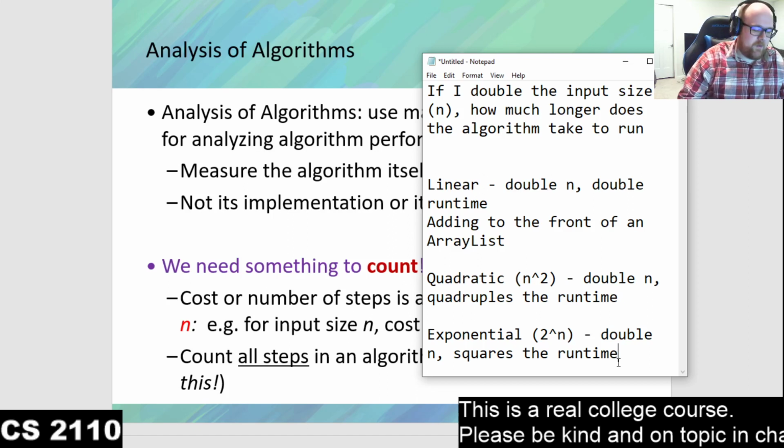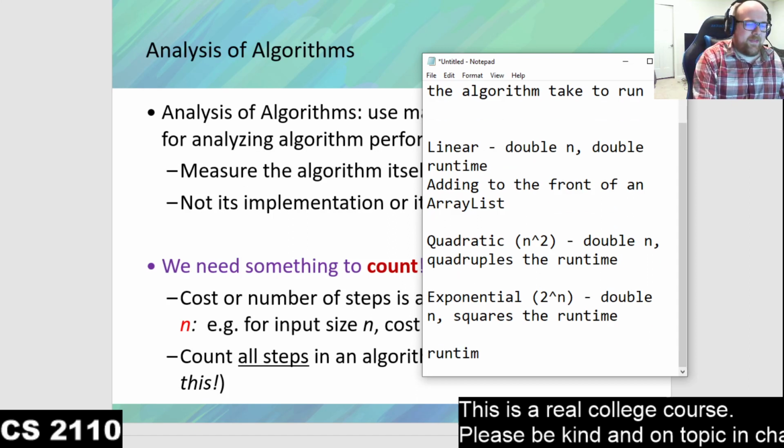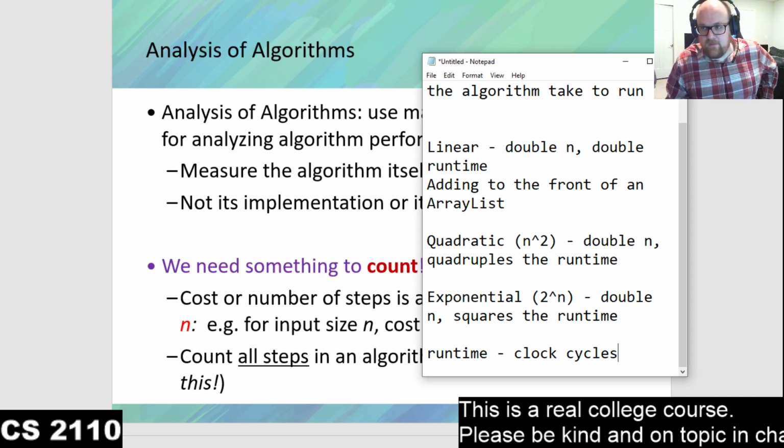So when we're thinking of runtime, we're not actually thinking of seconds. Rather, we're thinking of clock cycles, and everything happens in whole numbers of clock cycles. There are no fractions of clock cycles in this context. And again, the reason we think of it this way is that the time is very relative to the hardware.